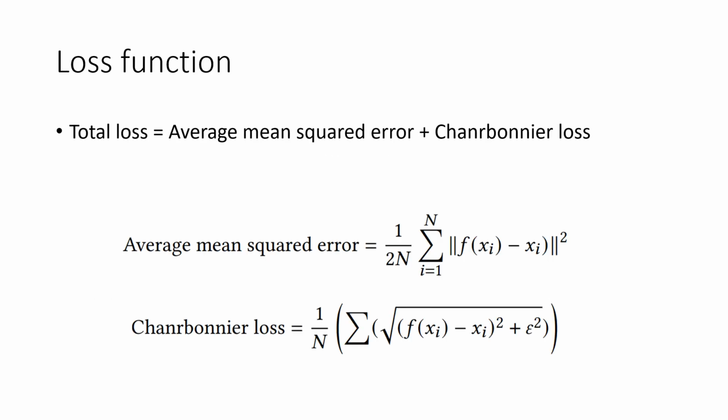So this is the loss function. Since the proposed model aims to learn the residual mapping of filters injected into the original image, the combination of average mean square error and the Charbonnier loss is used as a loss function.